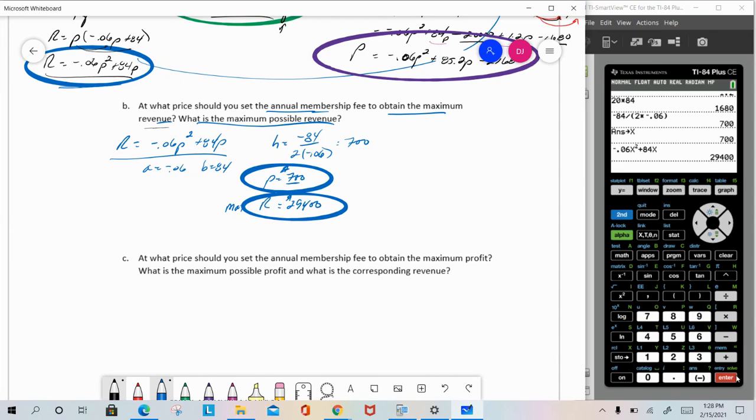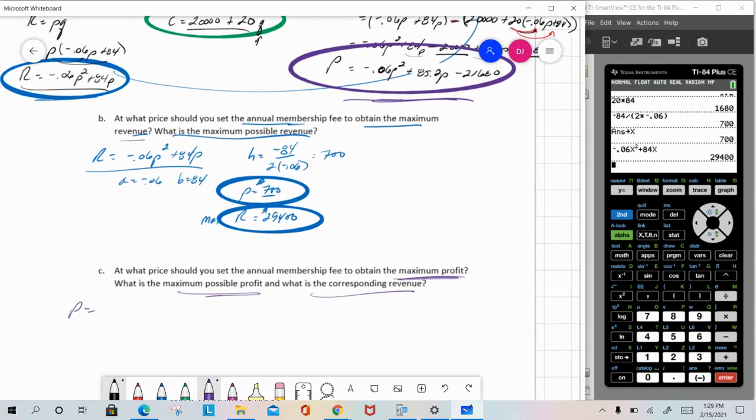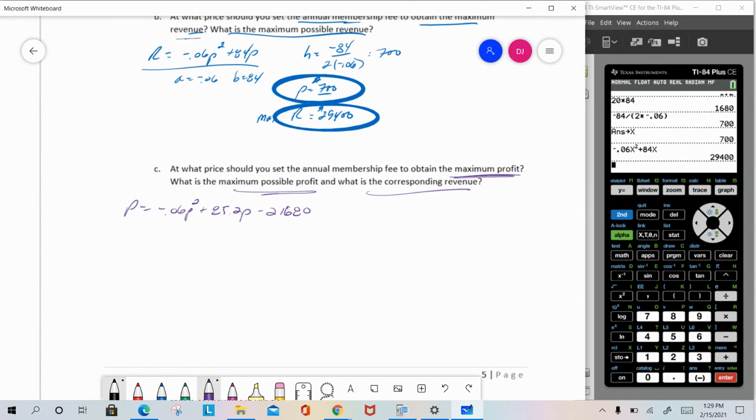Now, at what price did you set the annual membership to obtain the maximum profit? And what is the maximum possible profit? And the corresponding revenue. So let's do that. So my profit, remember, from up here, profit is negative 0.06p squared plus 85.2p minus 21,680. So if I want to maximize my profit, again, A is negative 0.06, B is 85.2.